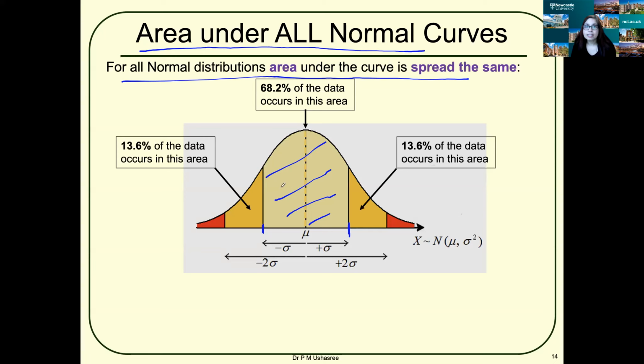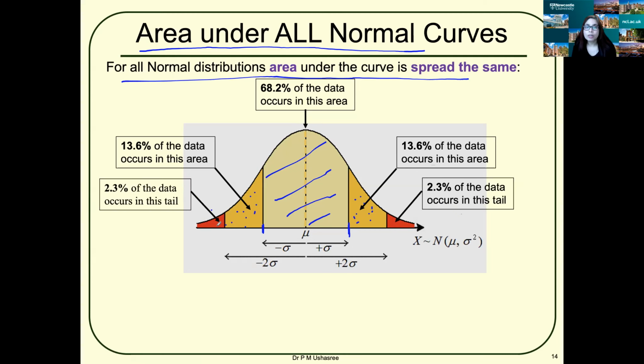And 13.6% of the data lie in this region on either side of the mean. So there are 13.6, 13.6. And in the red region, 2.3% of the data will occur in this tail. This rule is also called the empirical rule. It's got another name, I'll come to it.